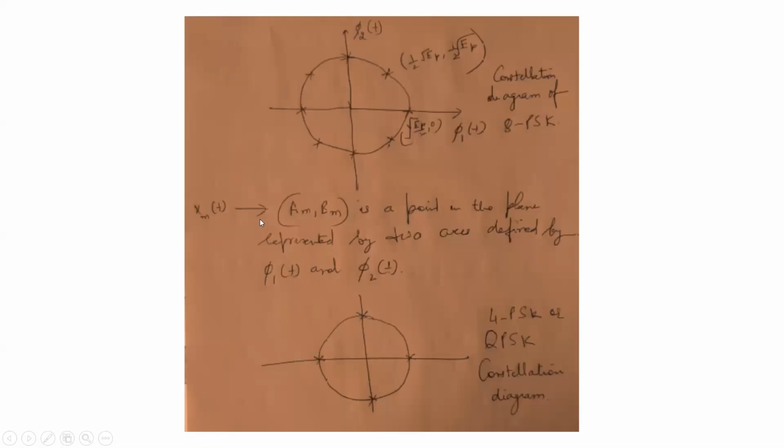All right, so x_m(t), all these points actually represent the signals, but on a two-dimensional surface, we can also put it as a vector (a_m, b_m), right? (a_m, b_m) is a point in the plane represented by two axes defined by phi1(t) and phi2(t).